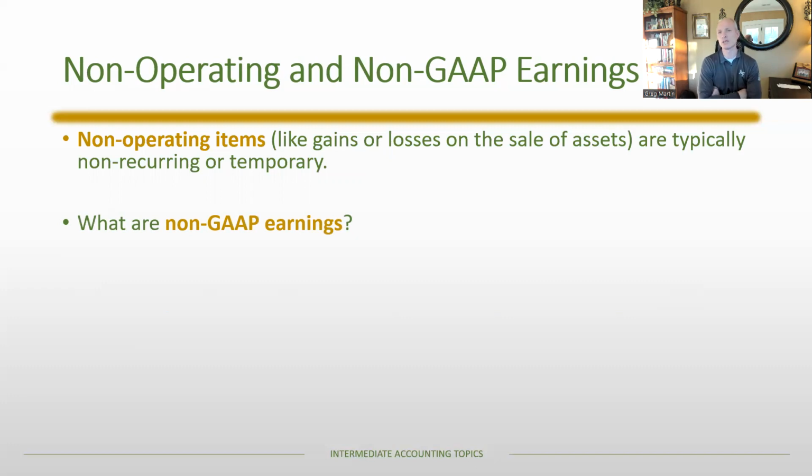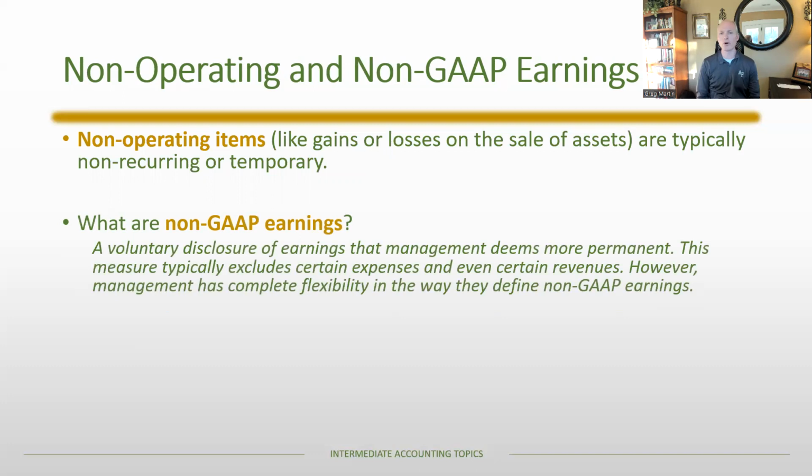I introduced this term when I talked about the management discussion and analysis. The reason I talked about it there is because non-GAAP earnings is a voluntary disclosure of earnings. It's basically what management is saying: this is our permanent component of earnings. This is what we believe is going to be recurring and persistent going forward. But it is not defined by GAAP itself. So it's a very loose term that can vary greatly from company to company. For sure, it's going to exclude certain expenses, sometimes certain revenues, but there is, again, complete flexibility in the way that they define it.